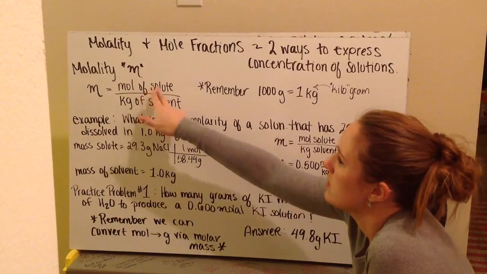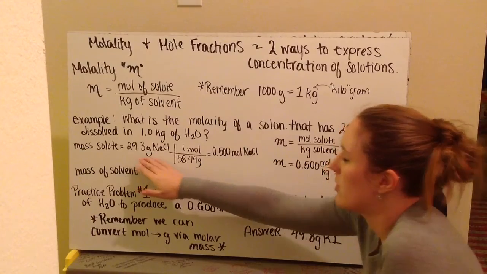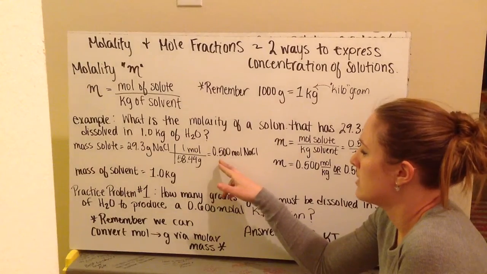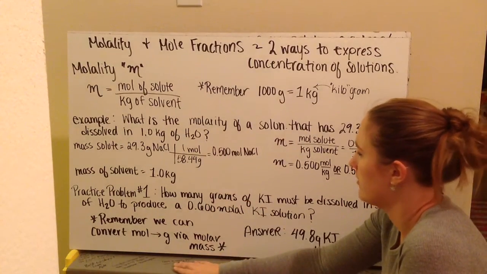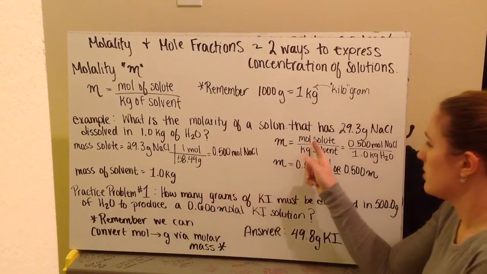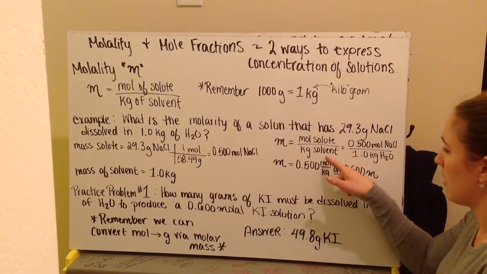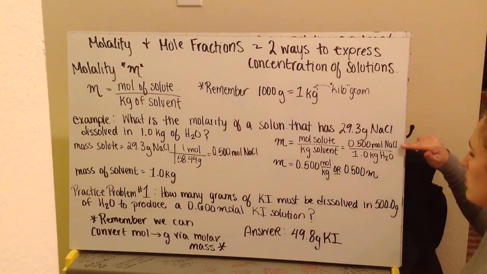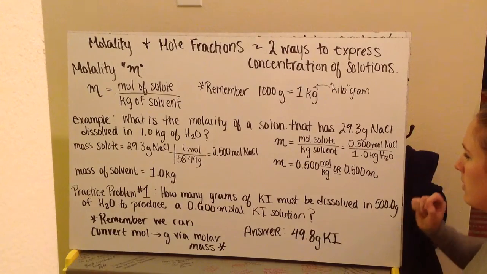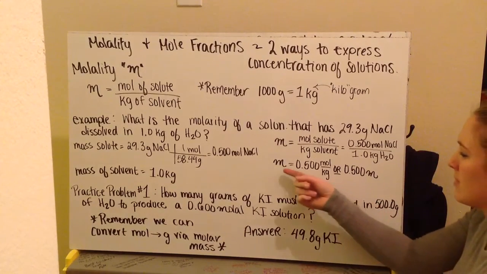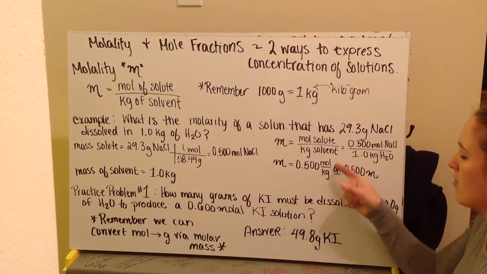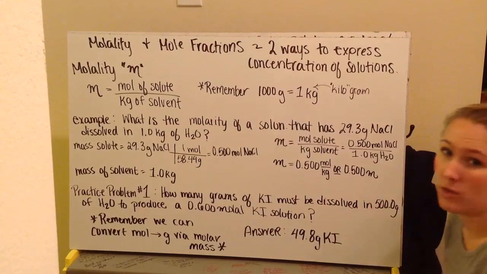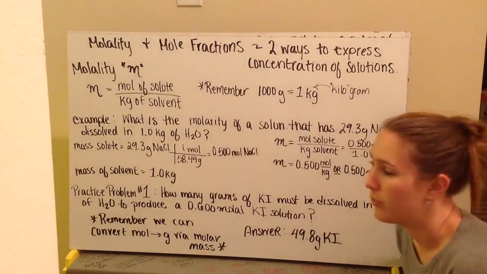Now we need to have moles of solute, so I need to change my mass of sodium chloride to moles of sodium chloride using my molar mass, and I get 0.5 moles of sodium chloride. Now I take my moles of solute, my sodium chloride, divided by my kilograms of solvent, so my kilograms of water, and I have 0.5 moles sodium chloride divided by 1 kilogram of water. 0.5 divided by 1 gives me a molality of 0.5 moles per kilogram, or I can write 0.5 molals, just like I could write 0.5 molar before when I was looking at molarity.